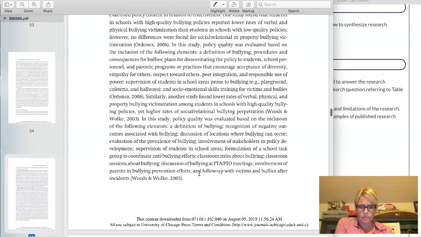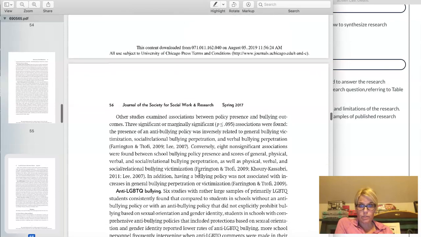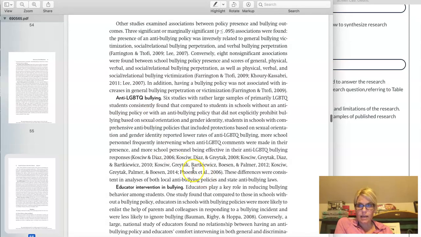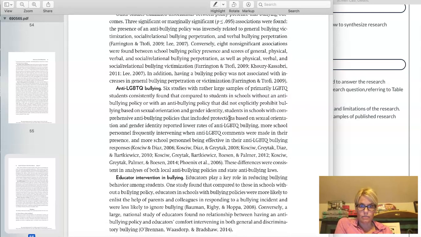Let's see. So that's really all they're talking about, the rest of that part right there. This other subheading, anti-LGBTQ bullying. So 6 studies actually addressed this issue, which is really nice. And so they gave findings on what they found. You know, the 6 looked at them. This is what they found. What do they say?